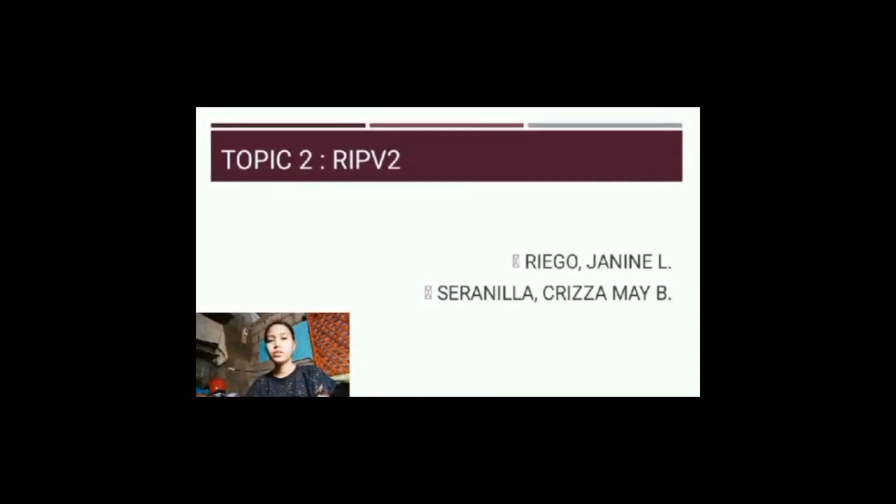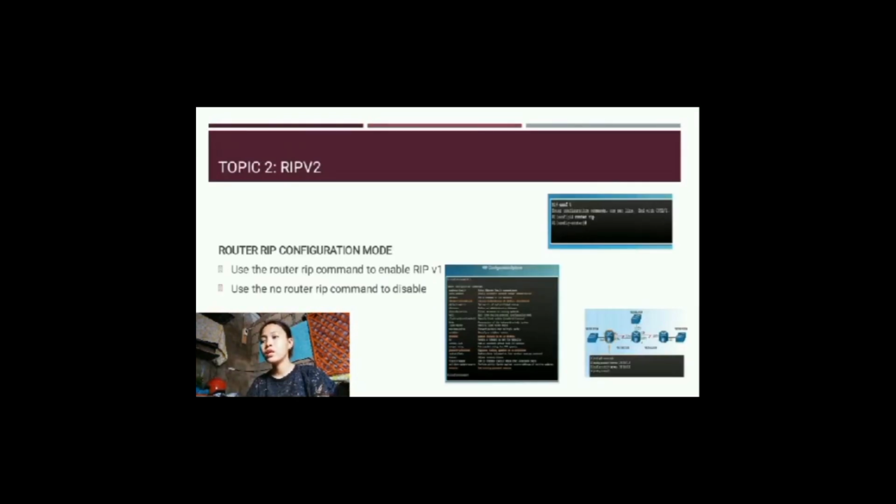Good day everyone. For today's topic, we will discuss Lesson 5, Dynamic Routing, Topic 2, RIPv2. First, router RIP configuration mode. As you can see, may tatlong picture dyan sa gilid. First, use the router rip command to enable RIPv1. Number 2, use the no router rip command to disable.